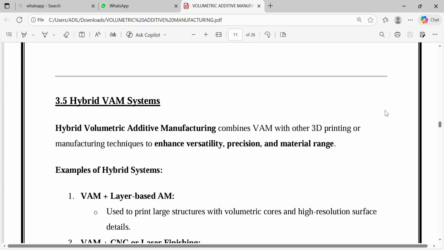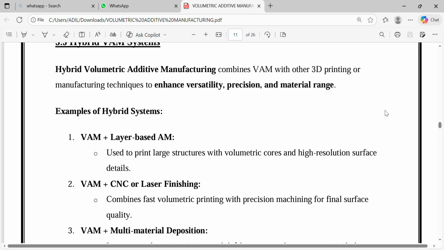Now we will move towards the hybrid system, in which we join the VM with other systems to enhance the versatility, precision, and material range. The first example is the VM plus layer based AM, used to print large structures with volumetric cores and high precision surface details. The second is the VM plus laser finishing, which combines fast volumetric printing with precision machining for final surface quality.